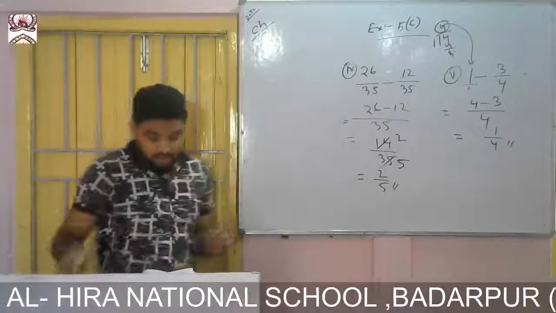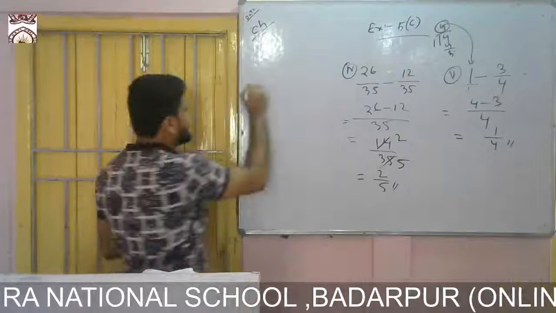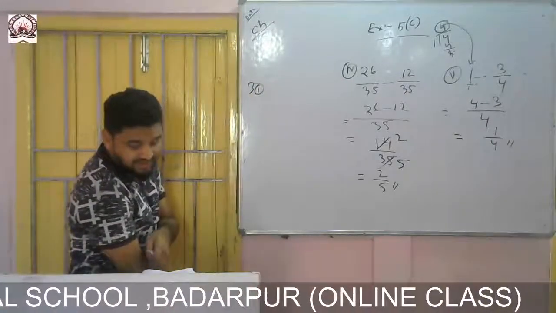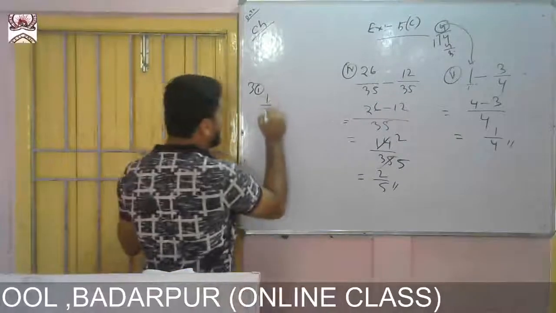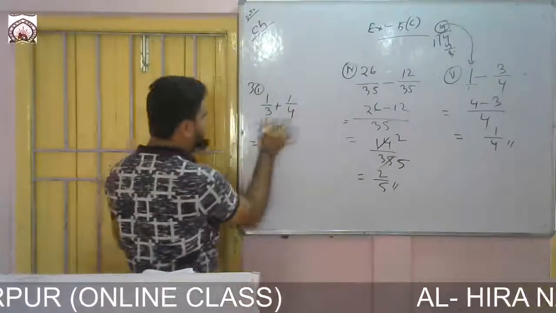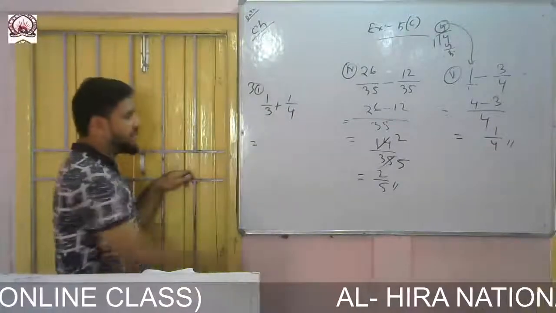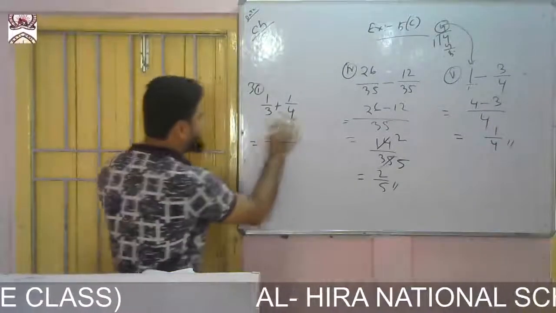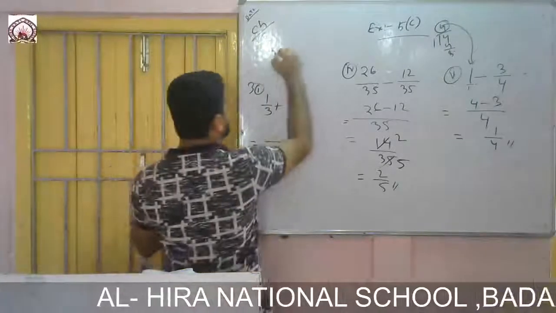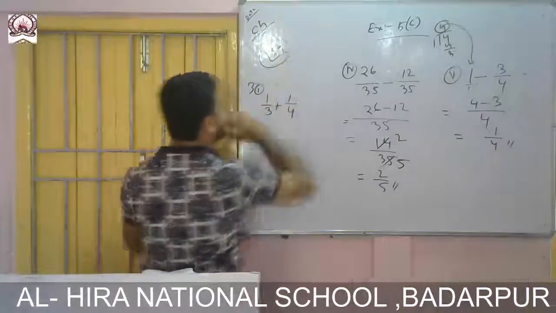Question number 3, Roman 1: 1 by 3 plus 1 by 4. Since the denominators are not the same, I shall take the LCM. So the LCM of 3 and 4 will be 12, because with 3 and 4 I cannot divide by any number.